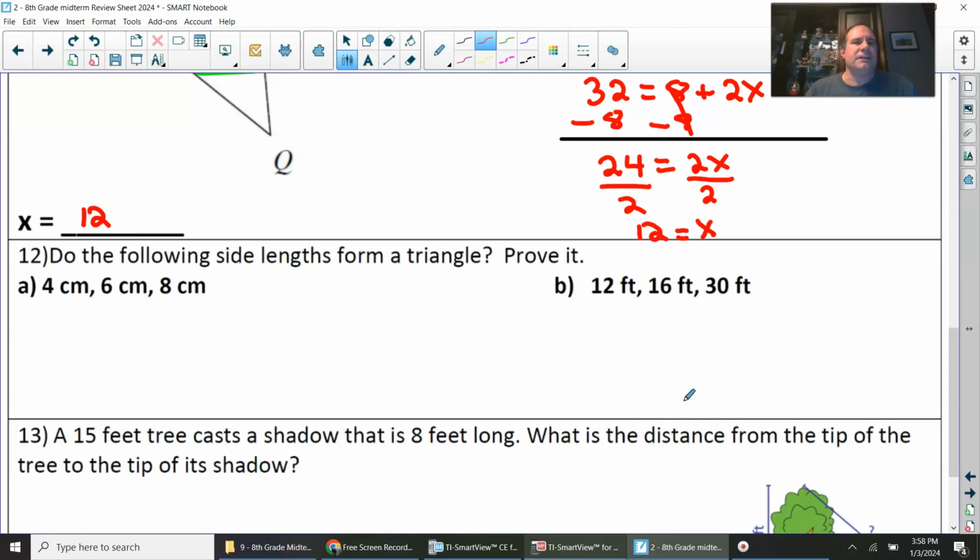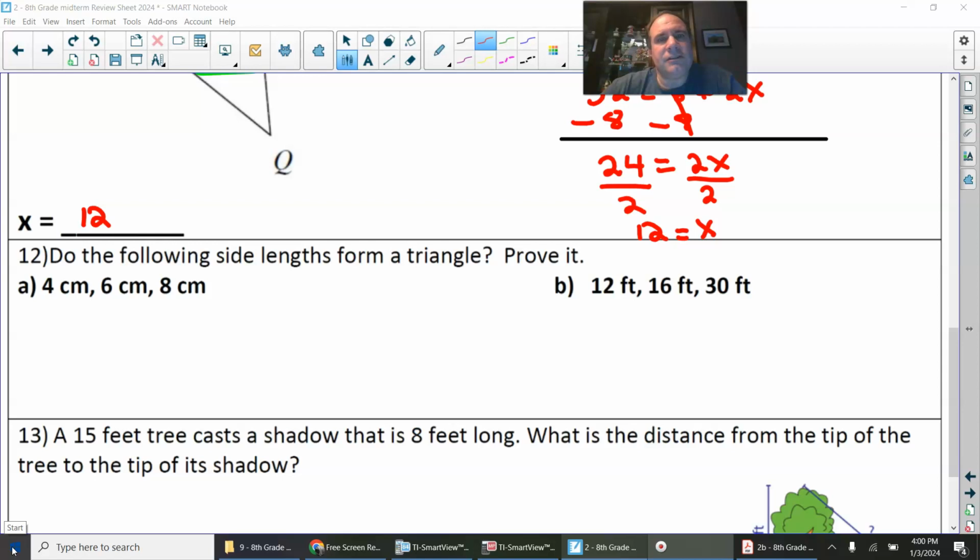So the idea is that any two sides that you add together has to be greater than the third side. So we would try like, hey, 4 plus 6, is that greater than 8? And then 6 plus 8, is that greater than 4? So we're always just going to pick the two smallest sides, and if it's greater than the third side, then it is a triangle.